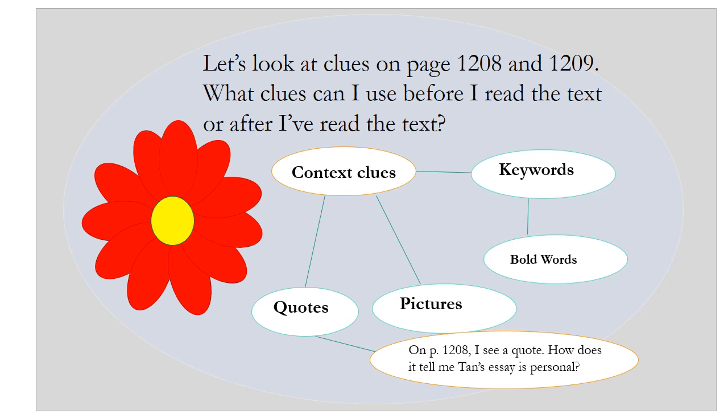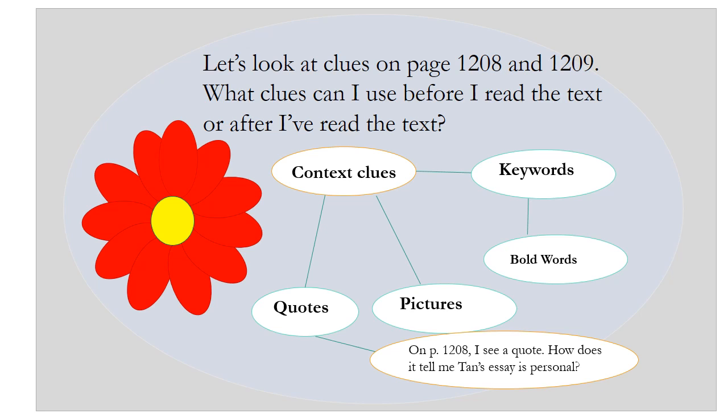Now, let us look at page 1208. If you open your book to page 1208, you will see a few context clues right away. There's the picture of a city, the title, and then we see a block quote. "When I was growing up, my mother's limited English limited my perception of her." What does this quote tell us right away? Why is it important? How is it a clue that Tan's essay is personal?